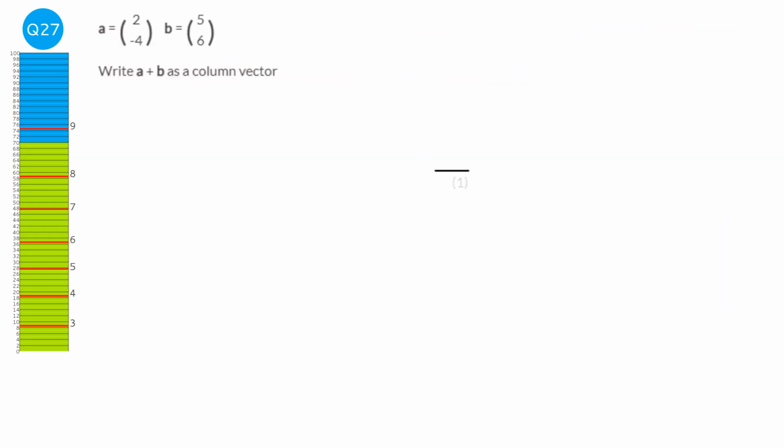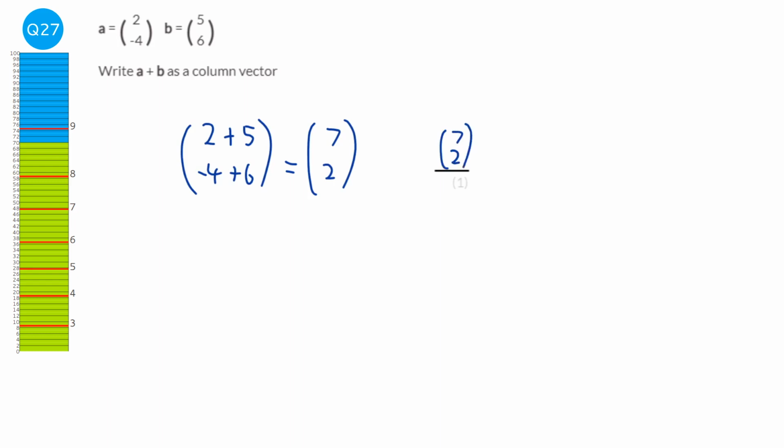So here we're just adding the column vectors. So we're going to add the tops, so 2 plus the 5, and we're going to add the bottoms, minus 4 plus 6. 2 plus 5 is 7, minus 4 plus 6 is 2. So our answer will be 7, 2.